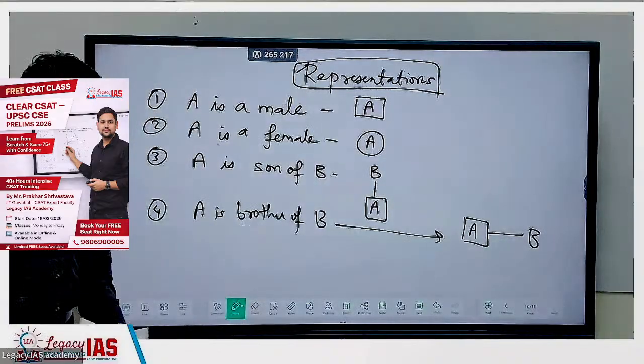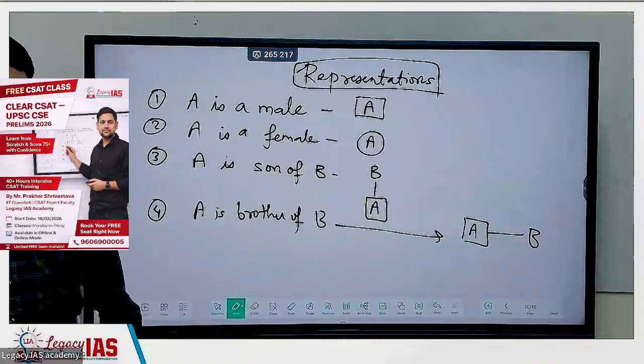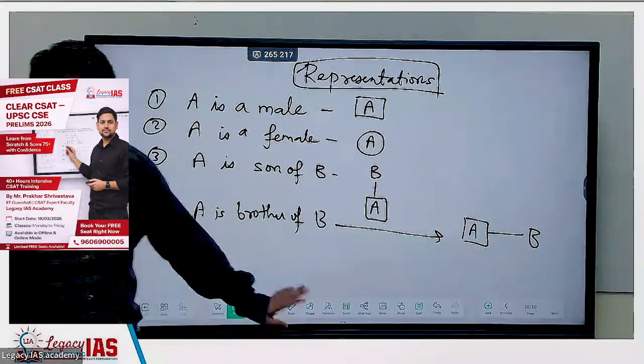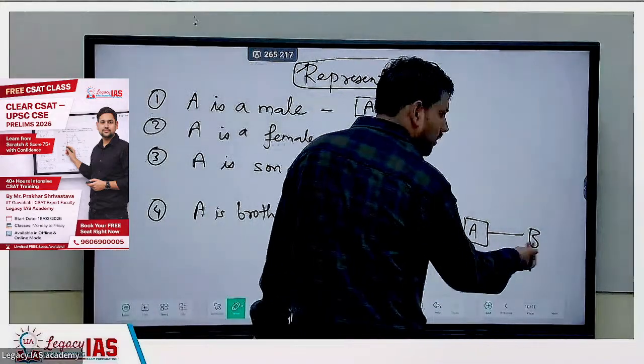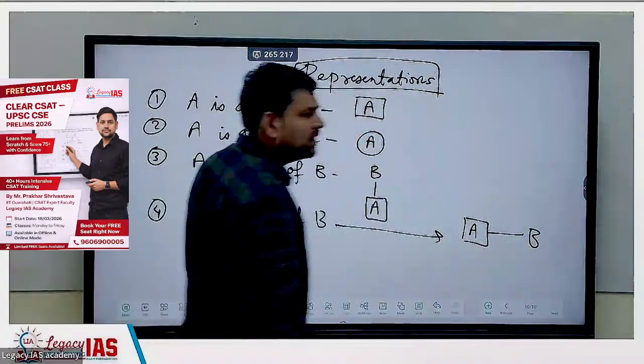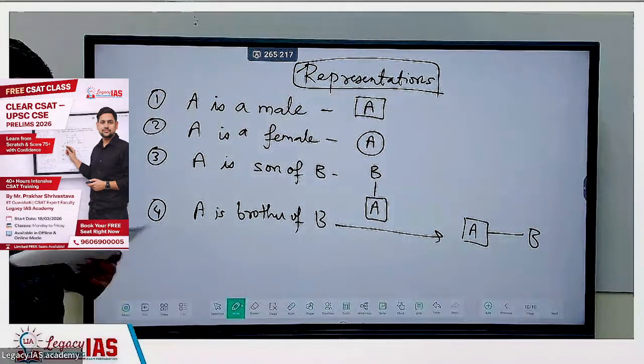Okay. A is brother of B. Understood? A is brother of B. So when we draw a horizontal line, this is for sibling, to show sibling relation.